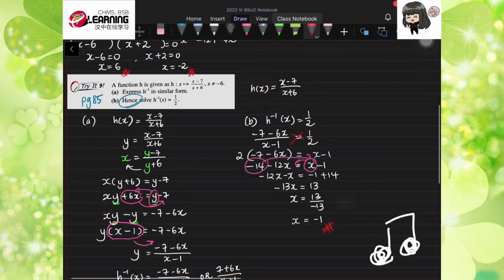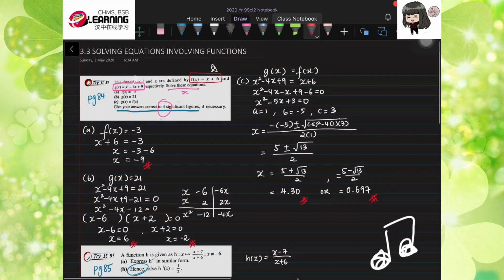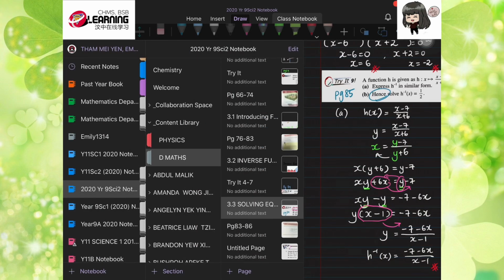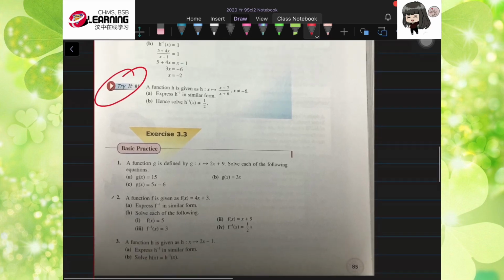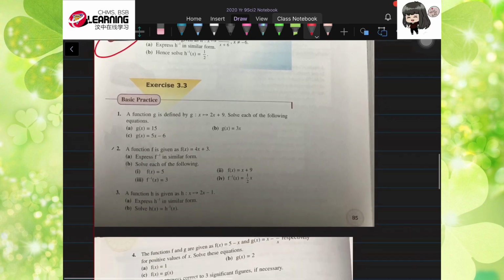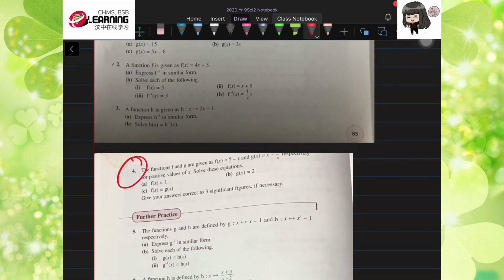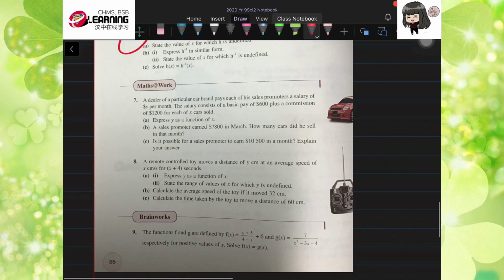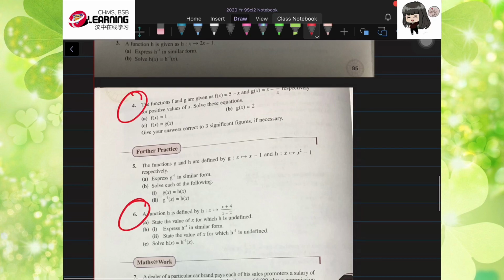Okay, so that's it for chapter 3.3, solving equations involving functions. We have finished up our Try It 8 and Try It 9. Now what you need to do is to do more questions of this type. We have exercise 3.3. Now I want you to do question number 4 and question number 6. This is page 86, question number 4 and number 6.